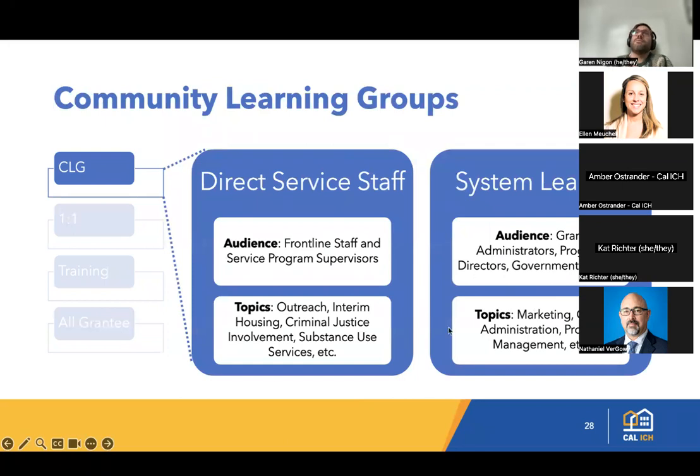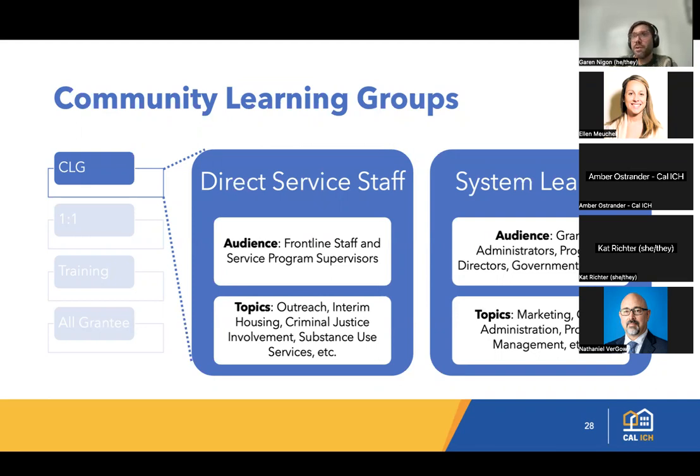The first way that we do technical assistance is through what we call community learning groups. We have two community learning groups. One is for direct service staff, and another is for what we call system leaders. Direct service staff would be frontline staff and any supervisors for direct service programs. Some topics that we cover in this community learning group are outreach, interim housing, criminal justice involvement, and substance use services.